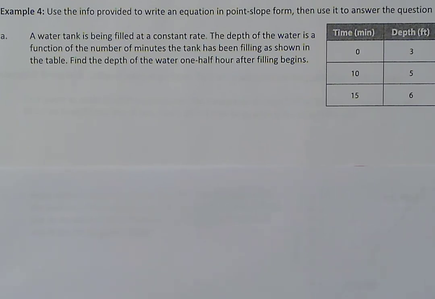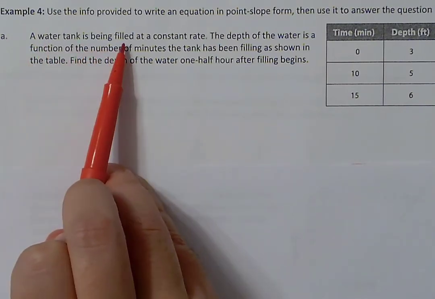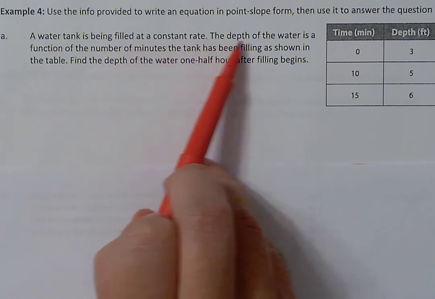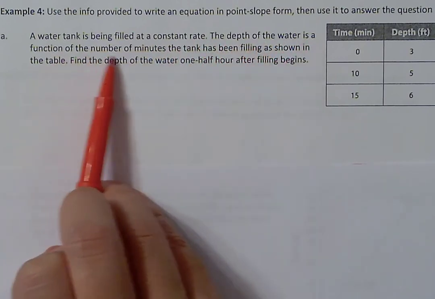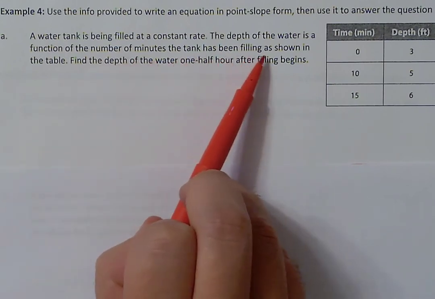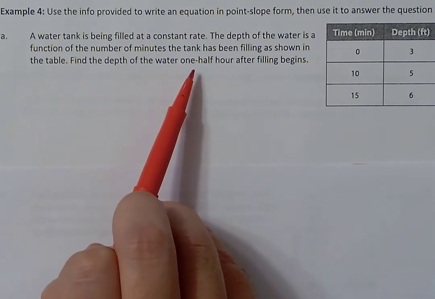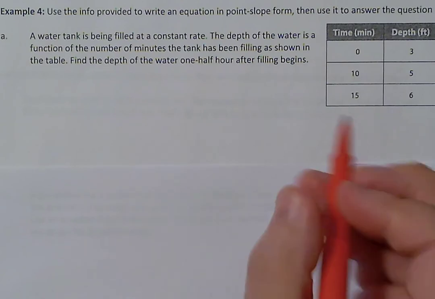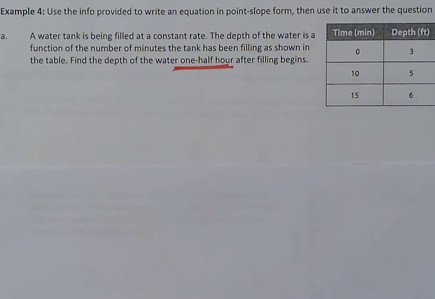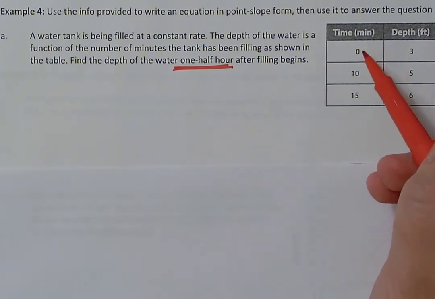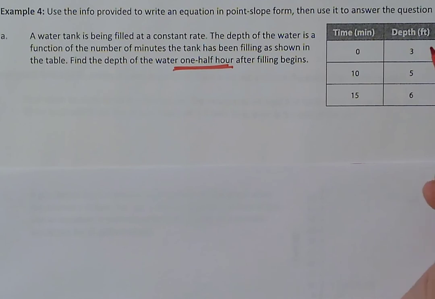Now, if we look at example 4, part A, they state a water tank is being filled at a constant rate. The depth of the water is a function of the number of minutes the tank has been filled, as shown in the table. Find the depth of the water 1/2 hour after filling begins. So we're going to keep that 1/2 hour in mind. They give us a table of time 0, 10, 15, and then the depth of the water as it's been filling at 3 feet, 5 feet, and then 6 feet.